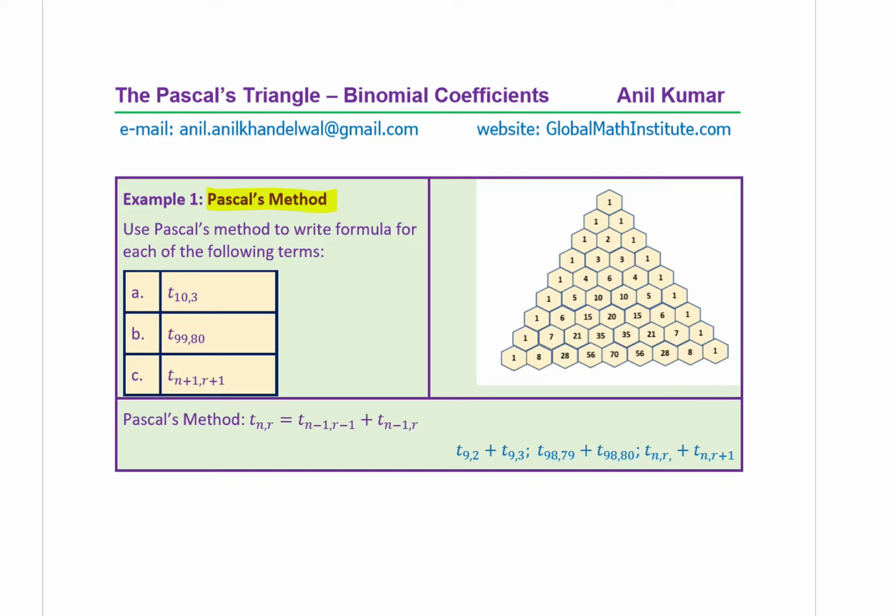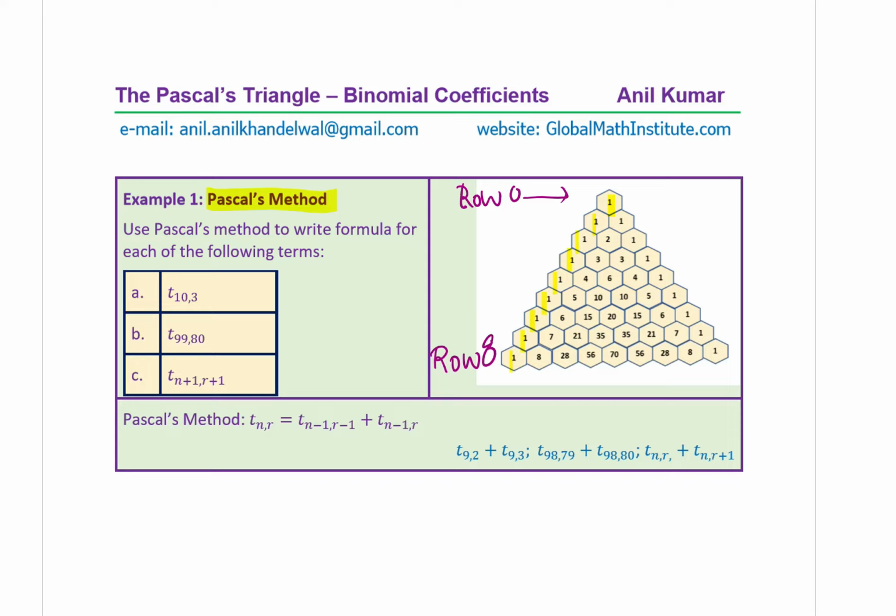So row 1, 2, 3, 4, 5, 6, 7, 8, 9. However, we'll say this is row 8 for Pascal's triangle, right? So 1 minus, because the first row is row 0. Remember that part, correct? So this is critical to understand.